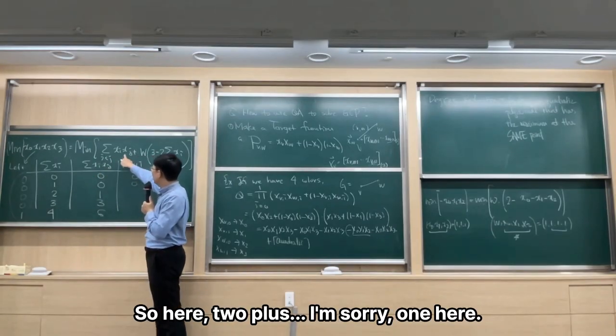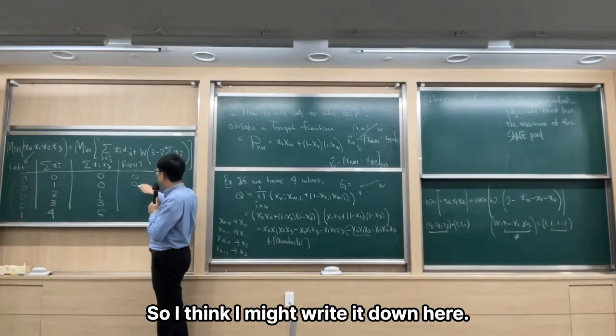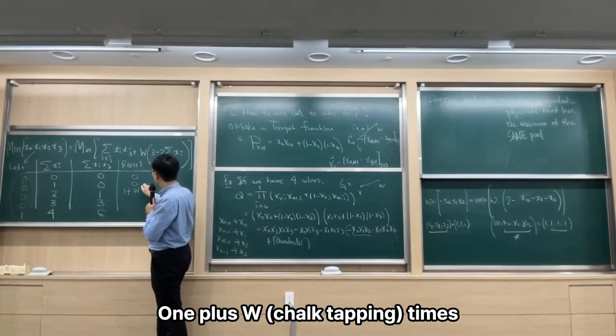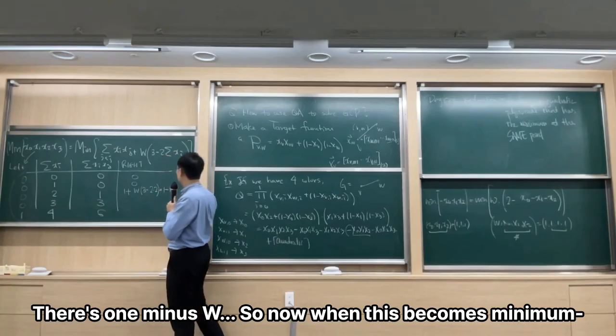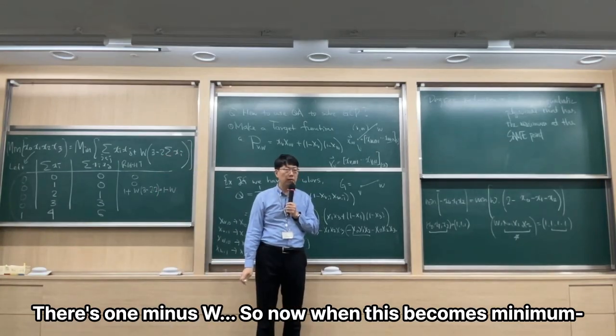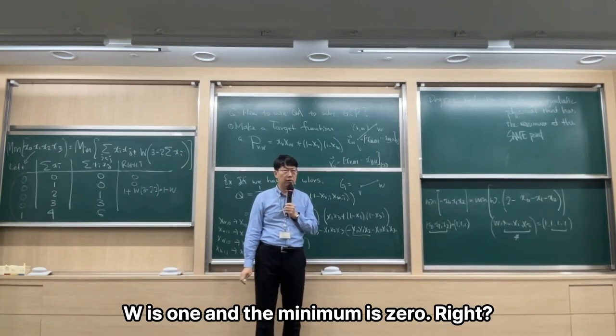So here, 2 plus, 1 here. 1 plus W times 3 minus 2 times 2. So I think I write it down here. 1 plus W times 3 minus 2 times 2. So it's 1 minus W. So now, when does it become minimum? W is 1, and the minimum is 0, right?